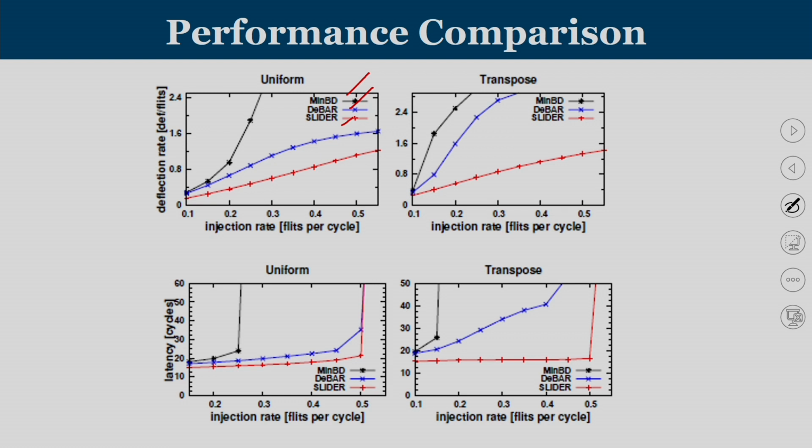You can see that the deflection rate of slider is much lower than that of MinBD and D-bar. This is because a flit will deflect in slider only if it is in the non-restricted injection. At very low packet injection rate, D-bar has a very low deflection rate. This is for transpose traffic and the previous one is for uniform traffic. Once the deflection is low, surely it is going to reflect in the latency also. That is what we can see for uniform as well as transpose traffic in the load versus latency graph.